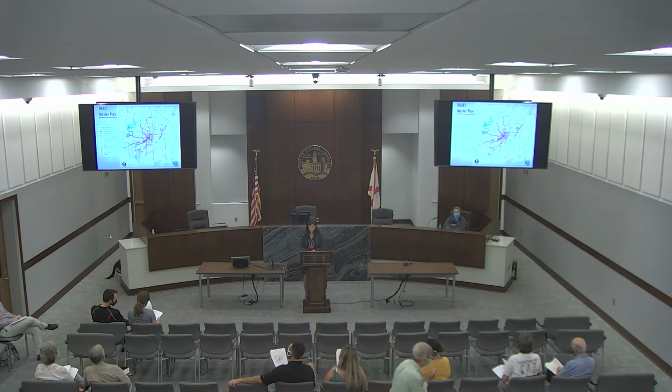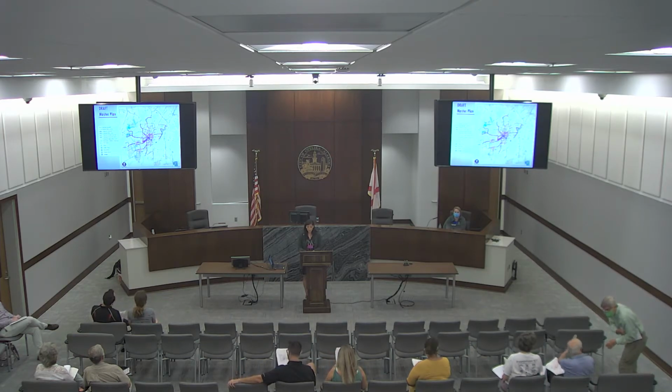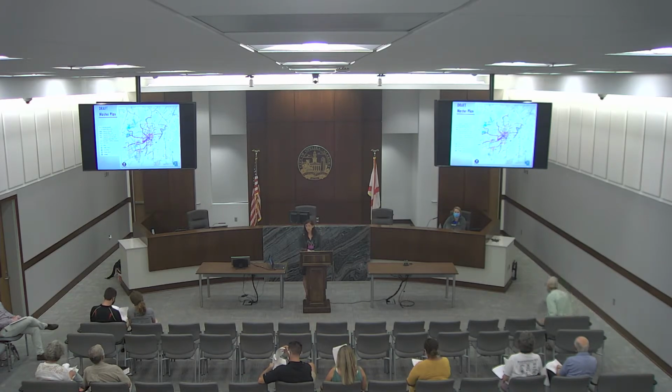So this is the master plan, the draft master plan. It's a long-range plan that provides really a visual of recommended bike and pedestrian accommodations. This map is included in your information packet. So you'll have an overall map, and then there'll be an inset map that zooms closer into the downtown area.